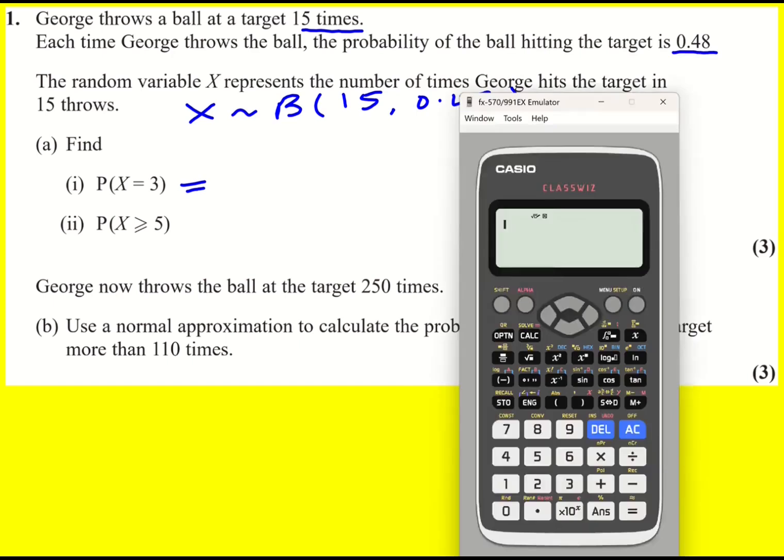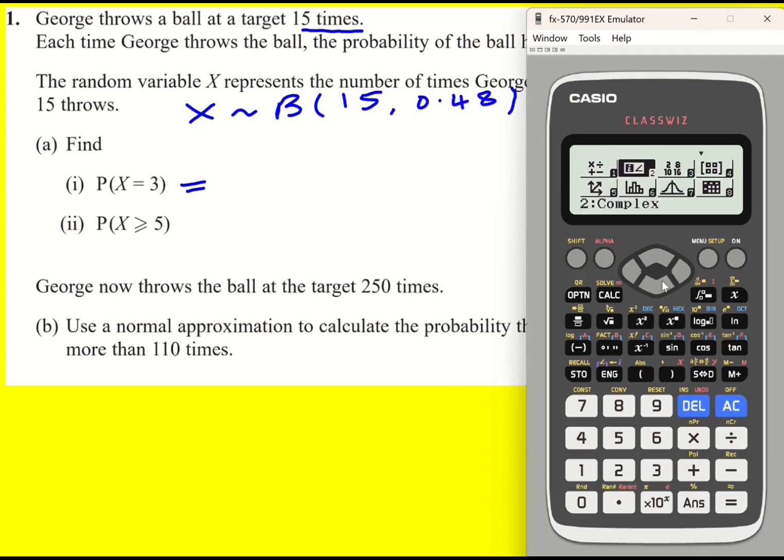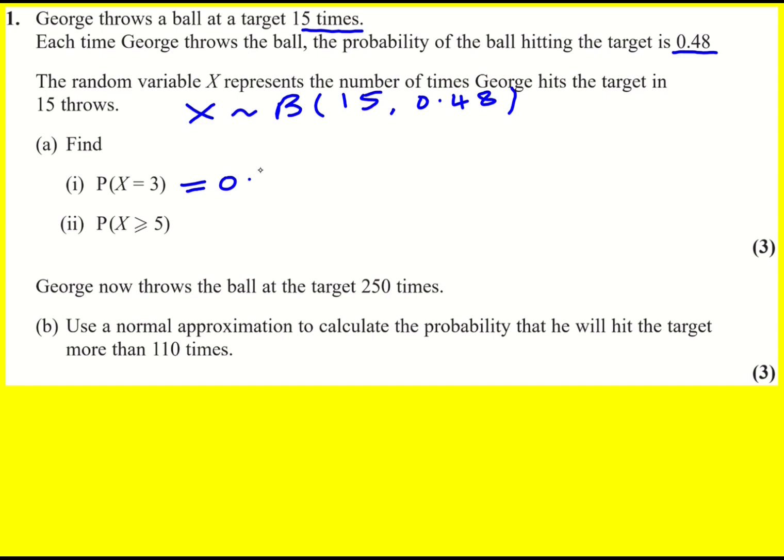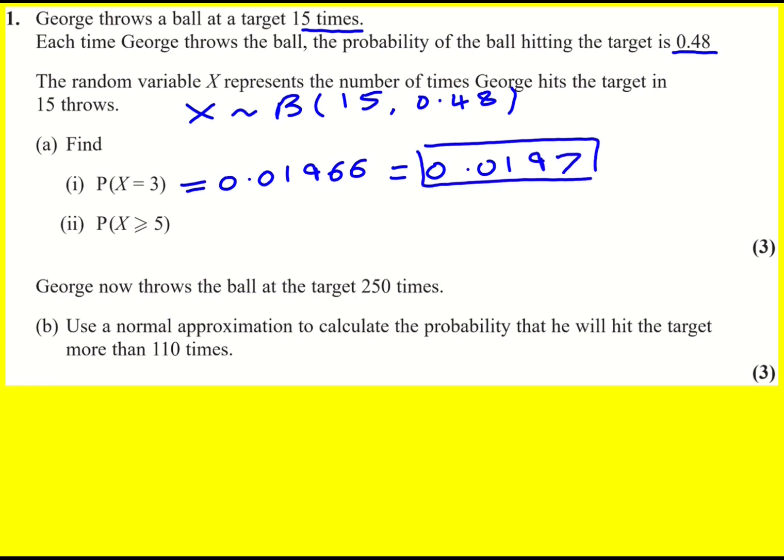So to work out the probability, quickest way is to just put it in your calculator. Distribution, binomial PD, variable, we're looking for x equals 3, n is 15, p is 0.48. 0.01966. Switch around to three significant figures, 0.0197.